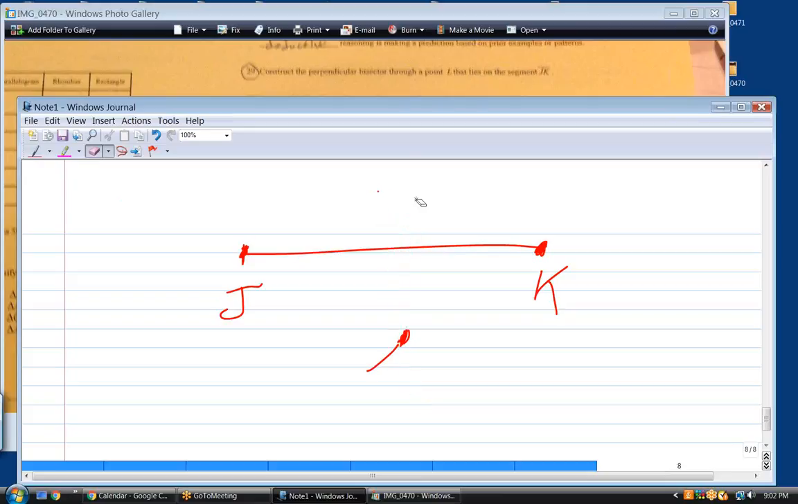And you don't need to actually make a full arc. You can do it like this, where you can make an arc up there and an arc down here, and then put the needle over here and make an arc there and an arc there, and now connect all of the intersecting points, and you bisect that line.